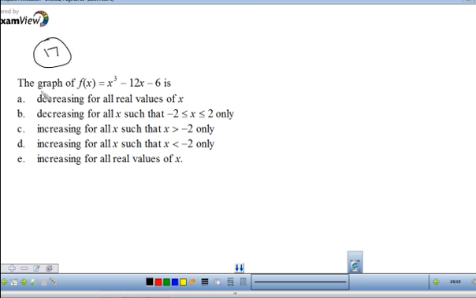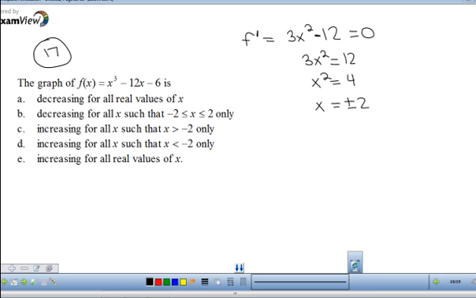Okay, so 17 says the graph of f of x, x cubed minus 12x minus 6. So it's asking which one of these is true. Since we're looking for increasing, we're going to find the first derivative. Set it equal to 0. Okay, so x is going to be plus or minus 2. So let's do a number line. So we're going to check negative 2 and 2.